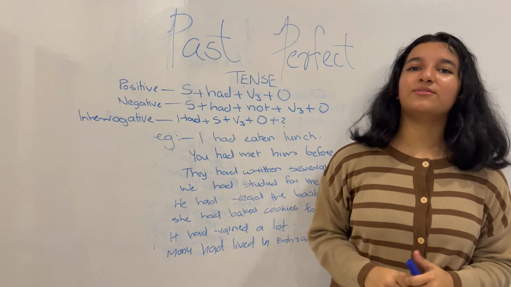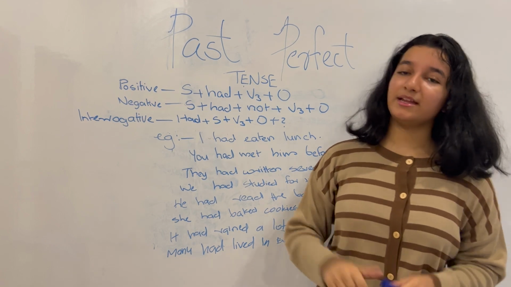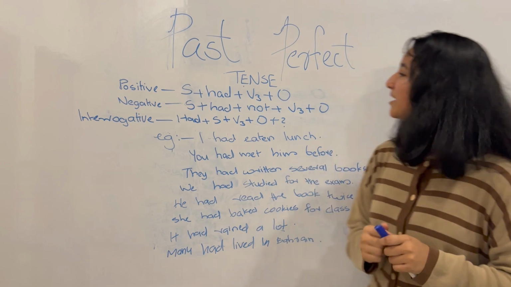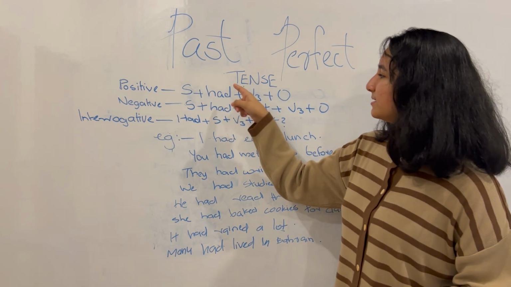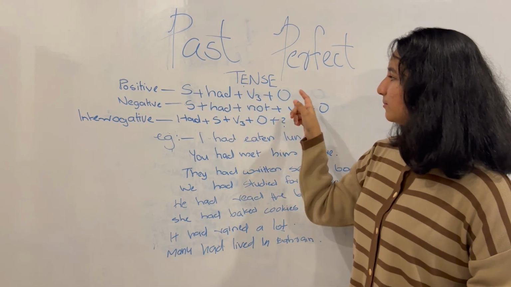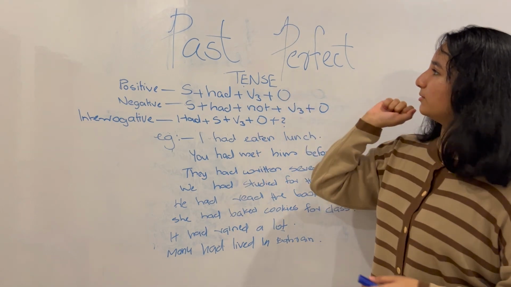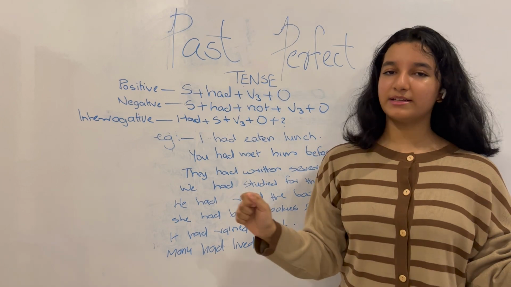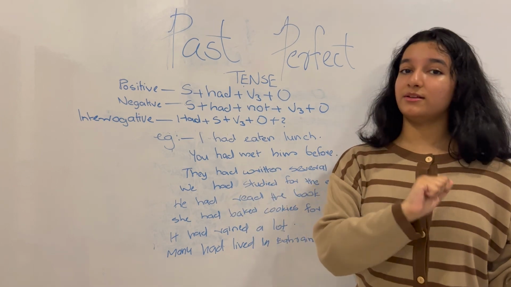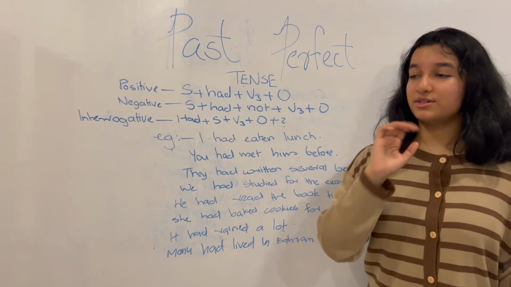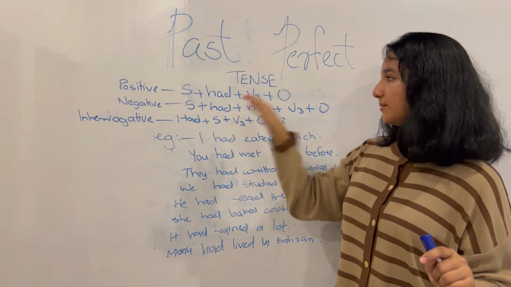So let's take a look at the format for positive sentences in past perfect tense. We have here subject plus had plus verb in the third form plus object. We know verb in the third form is the only thing for every perfect tense, not including perfect continuous tense. For every perfect tense, just perfect tense, it is always verb in the third form.